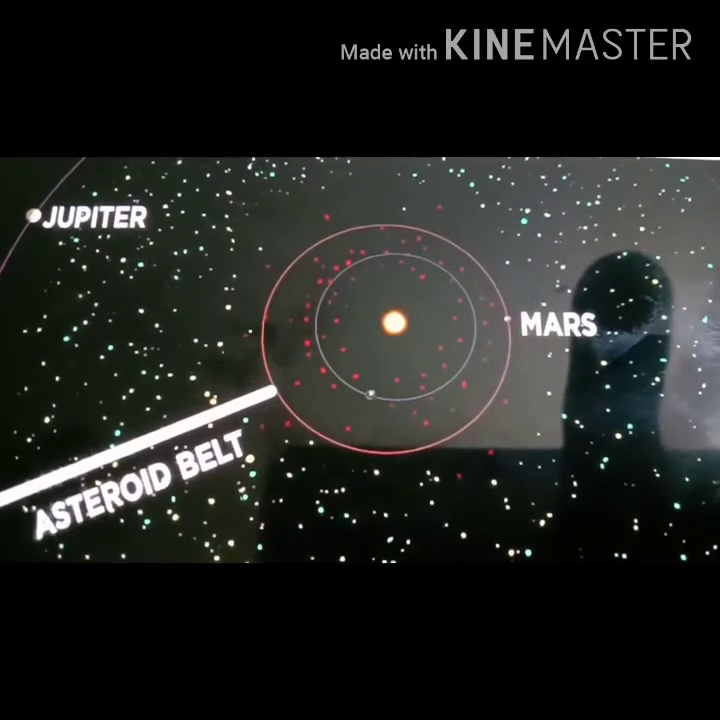We have the innermost planets, the four that are rocky planets. Mars is a very small planet.